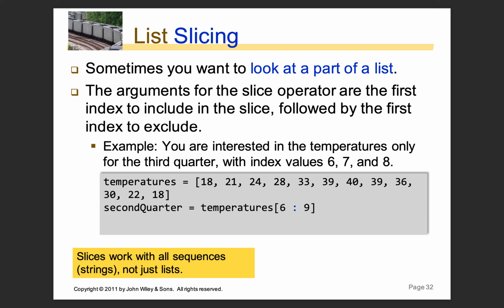The arguments for the slice operator are the first index to include in the slice followed by the first index to exclude. So for example, you're interested in the temperatures only for the third quarter, with index values 6, 7, and 8. Imagine you've got January, February, March, April, May, June, July, August, September, October, November, December. We only want them from 6 up to, but not including, 9, because we want 6, 7, and 8. So third quarter equals temperatures[6:9]. Slices work with all sequences, so this is also how we do it with strings, which you have seen previously.